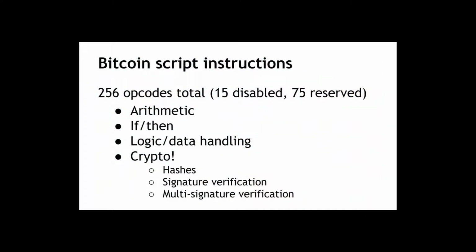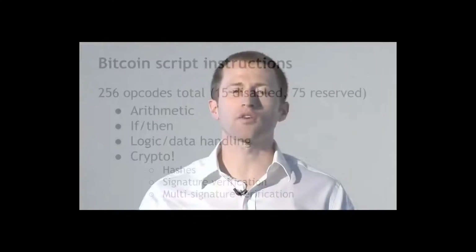So a lot of the basic instructions that you'd expect in any programming language are going to be there. There's basic arithmetic, basic logic like if and then, throwing errors, not throwing errors, returning early. And finally, there are crypto instructions, like I said. So there are hash functions, instructions for signature verification, and there's a special very important instruction for multi-signature verification.